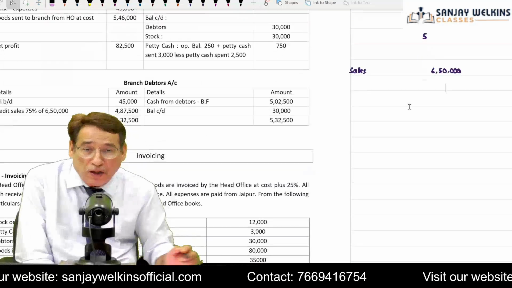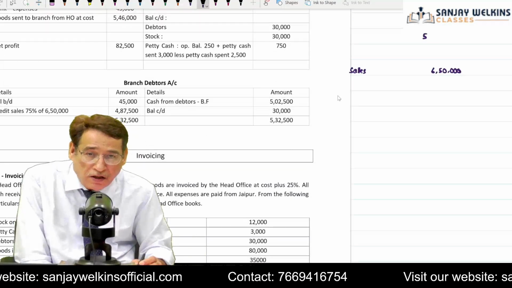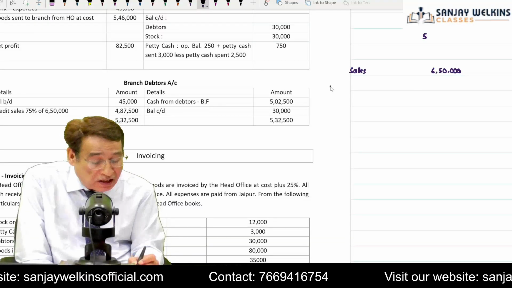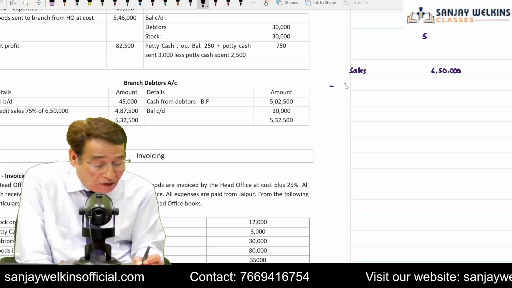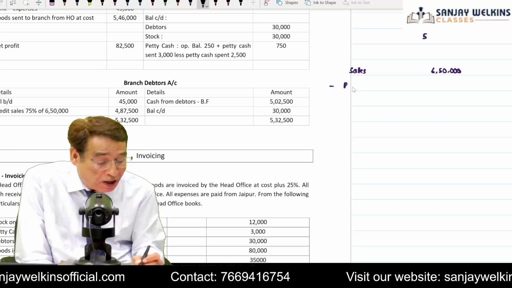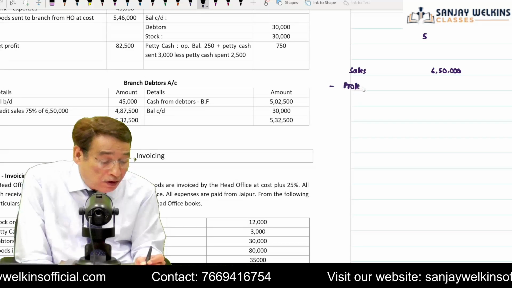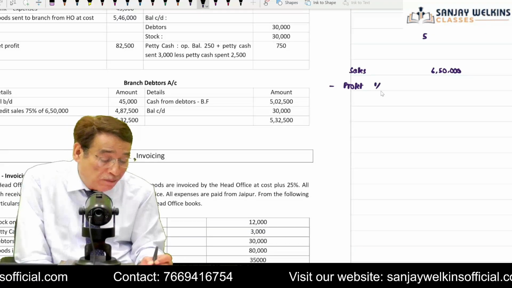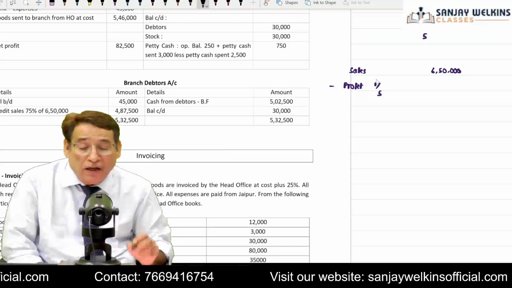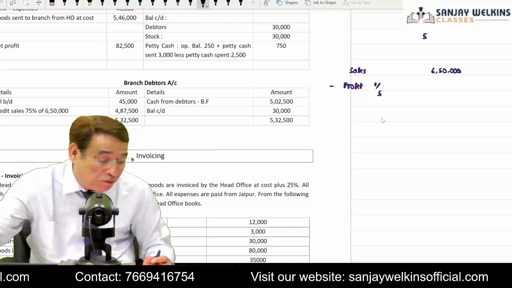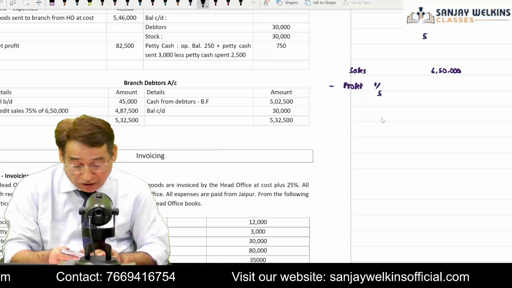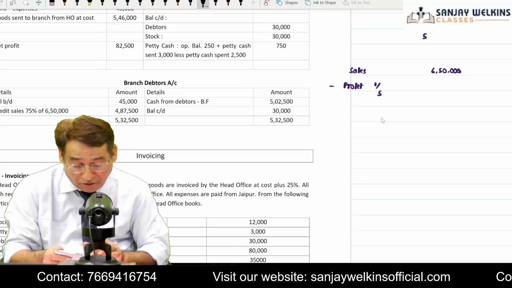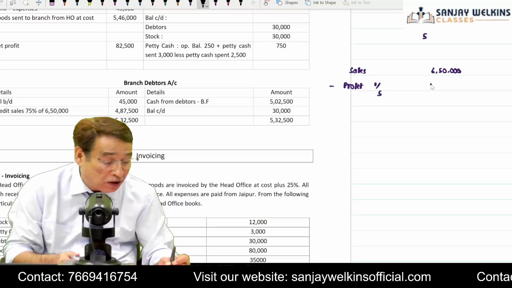Total sales amount is 6,50,000. Is it clear to you or not? And from the sales, now I will have to subtract the profit margin. Now, what is the amount of profit which is included in 6,50,000? I will have to compute 1/5 of that. Correct? When I compute 1/5 of this amount, 6,50,000 divided by 5, that comes to 1,30,000.